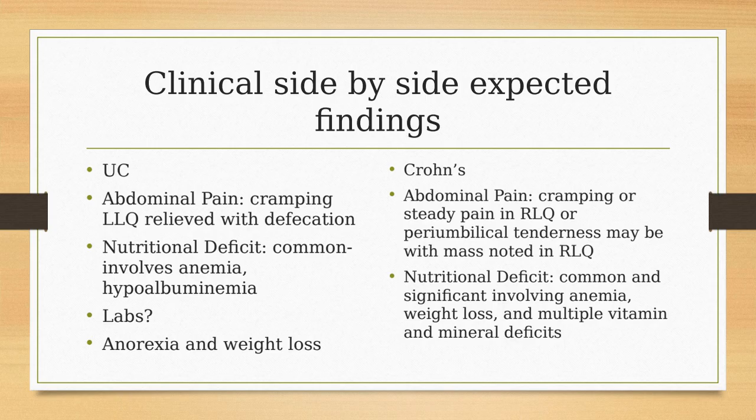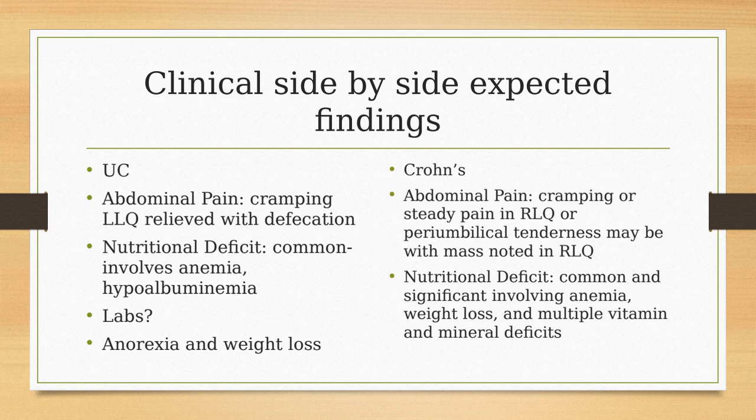Abdominal pain for UC, but remember when I said ulcerative colitis tends to live in the left lower quadrant? So they'll have pain and cramping, but it will be relieved with defecation. They will have anorexia, weight loss, anemia, and hypoalbuminemia. They're going to be dehydrated because of 30 stools a day, with loss of electrolytes, loss of fluid, and blood loss.